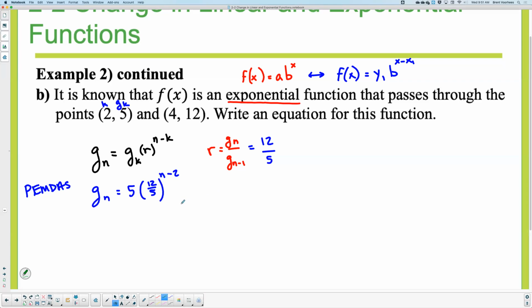So now let's transform this into an exponential function. As an exponential function, would I still say Gn? We'd say f of x. I would still have the 5. That would be our a term. Our b, our base is what b stands for, base. The base is 12 fifths. Raised to the power of, I wouldn't use an n anymore. I now would say x minus 2. And there's your equation right there.